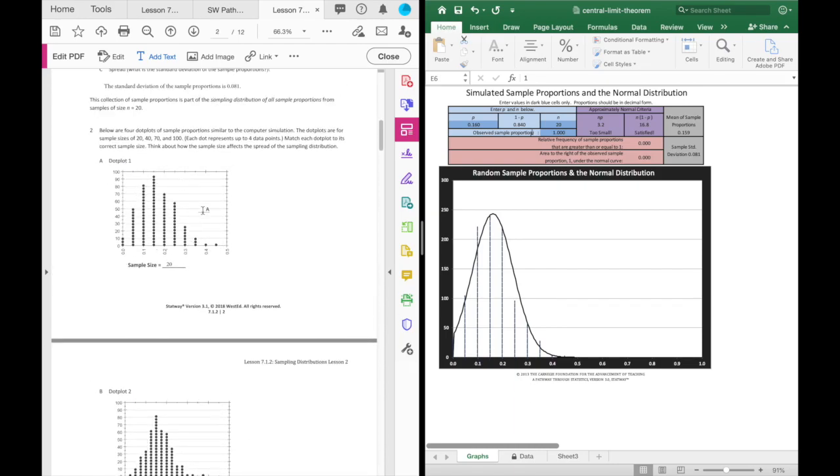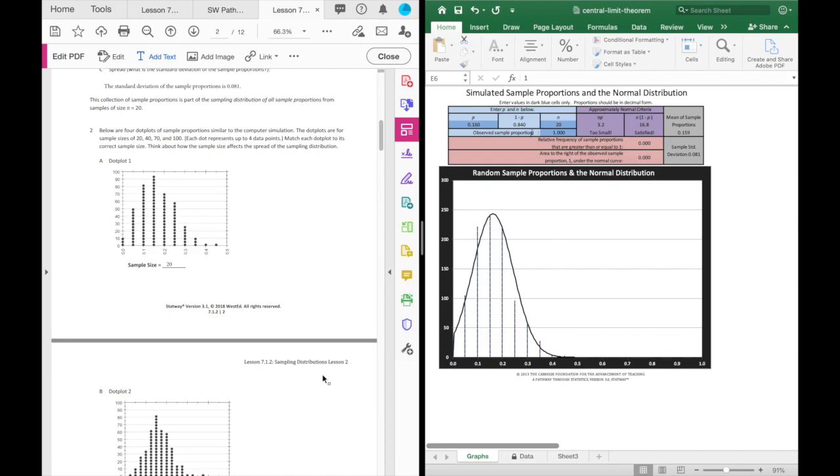You notice that as we begin here with a sample size of 20, it looks sort of bell-shaped, but the problem is that it's really spread out, and it also seems to be right skewed because of the left cutoff here. So this is somewhat normal, but it's not super normal. And this simulation on the right shows the same thing.